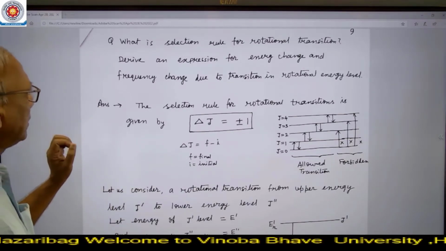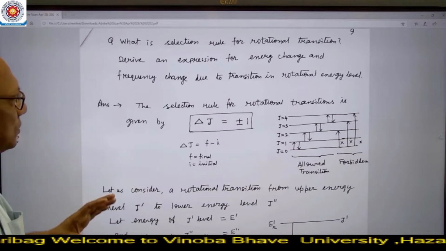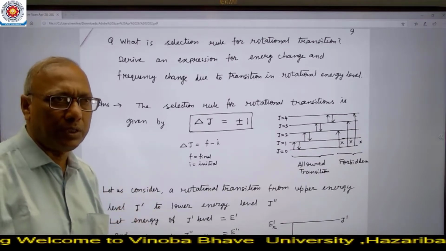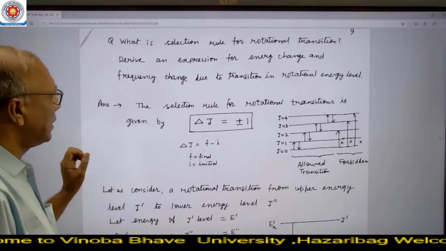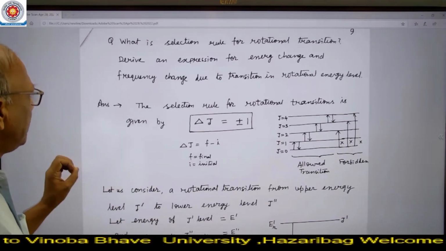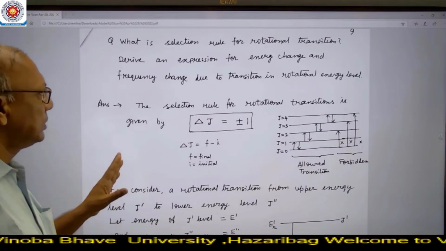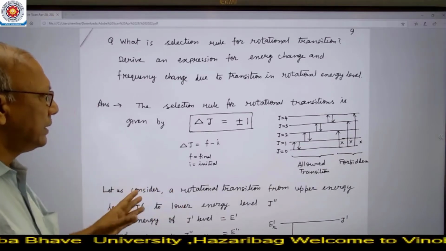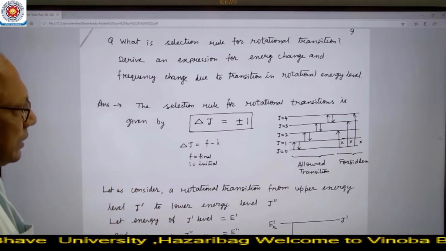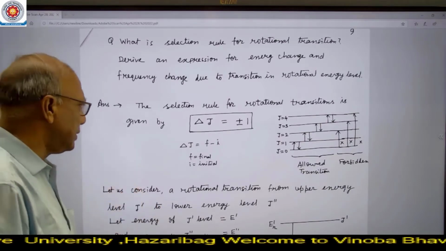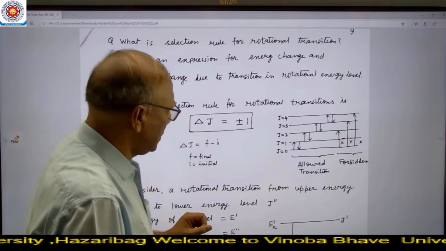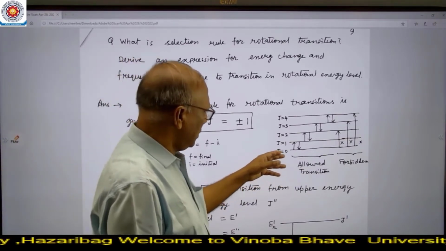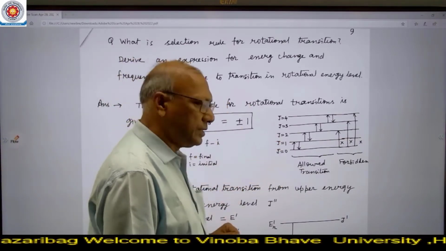In the first part, we have to discuss the selection rule which is applied in case of rotational transition or rotational spectroscopy, and in the second part of the question, we have to derive an expression for the change in energy when a particular transition takes place among the rotational energy levels. So, for answering this question, we first draw a number of rotational energy levels.